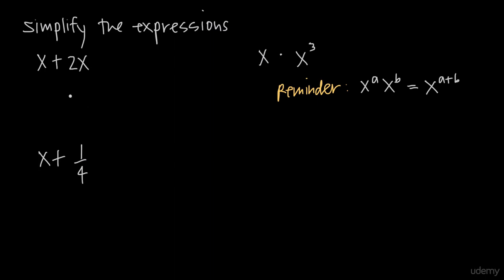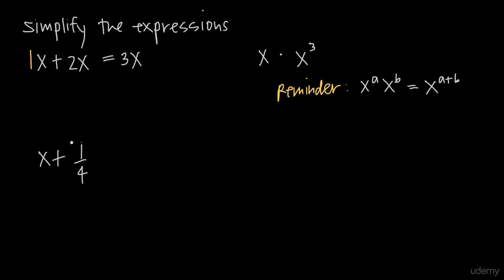So the first expression we have here is x plus 2x. And we know that we have here 1x, right? There's this understood 1 here. 1x plus 2x's is going to give us a total of 3x's. We added 1x to 2x's and we got 3x's. And we know that because we have this understood 1 as a coefficient in front of the x. 1 plus 2 gives us 3.